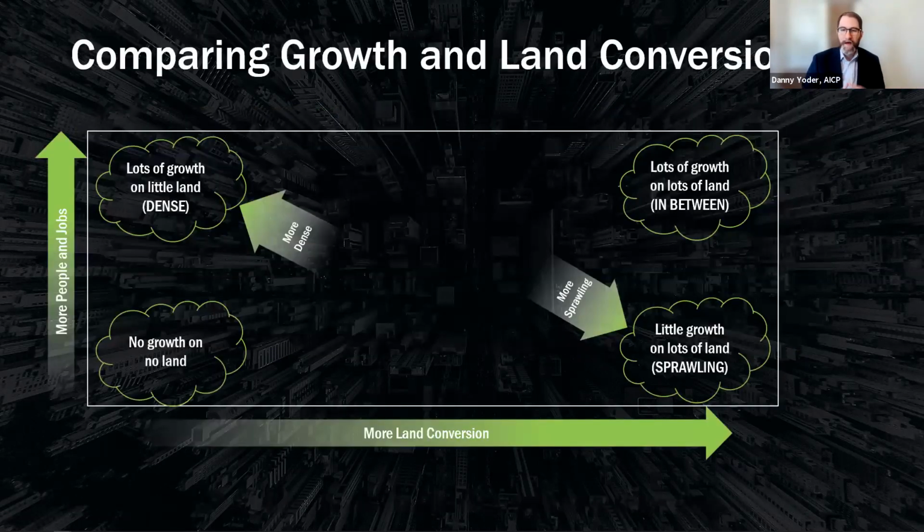So if you were to plot both growth in activity units and the conversion of land on a Y and X axis like this, you would see on the top left jurisdictions that add a lot of people and jobs but are not converting a lot of land. So we would say that they're becoming more dense. And then in the opposite corner, places that are not adding many people and jobs but are converting a lot of land, we would say that's a sprawling jurisdiction. And then in the top right, these are places that are just growing across the board, both in terms of developed land and people. And in the bottom left would be places that are just not growing very much at all.